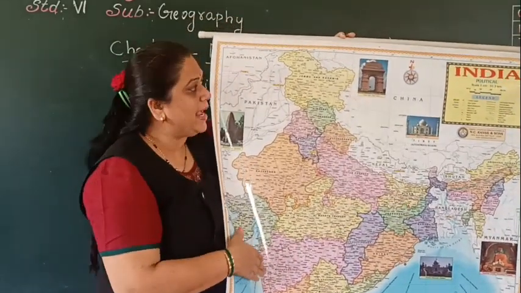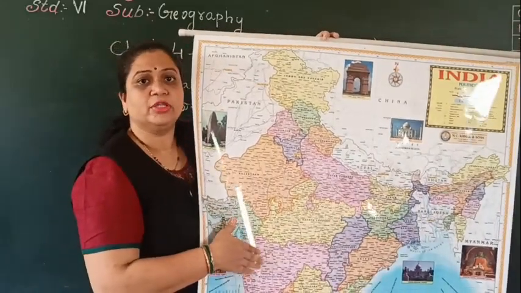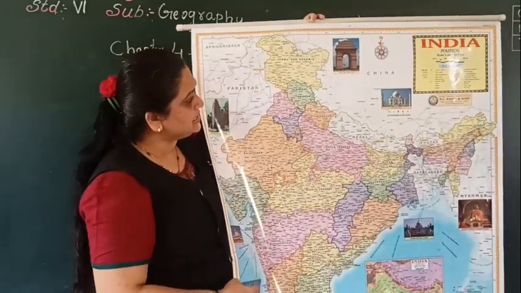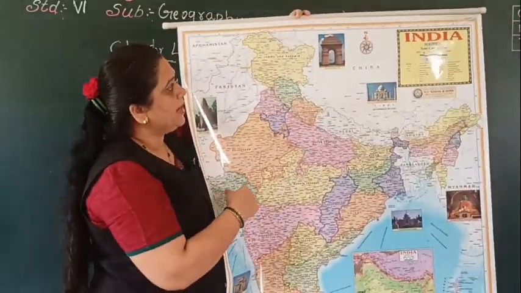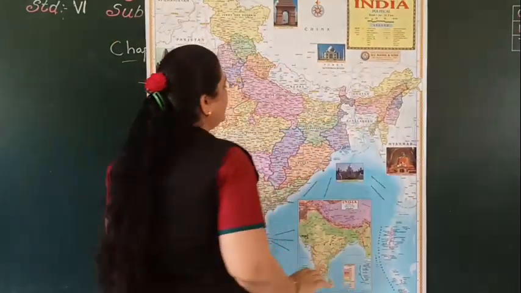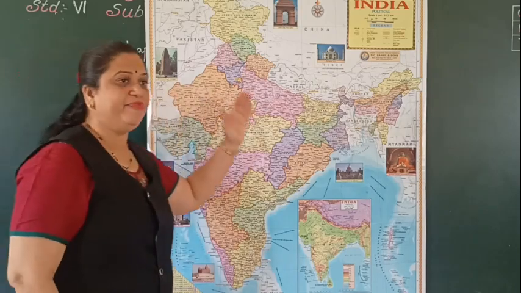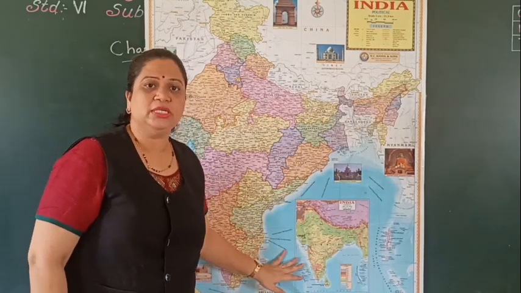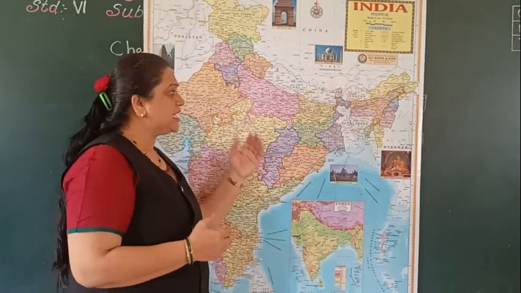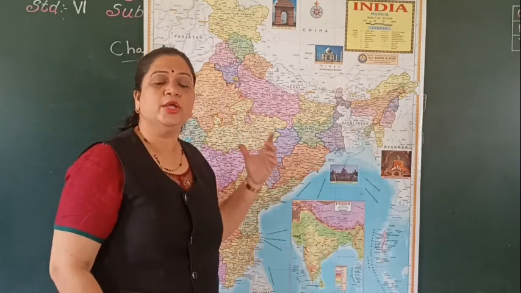So children, what is map? Map is the representation or the drawing of the earth surface on a flat surface. Now children, when you will see the map you will see the different colors on the map. Then you can see the different signs on the map. So children, in this lesson we are going to study about the signs, symbols and the language which is used to study the map.